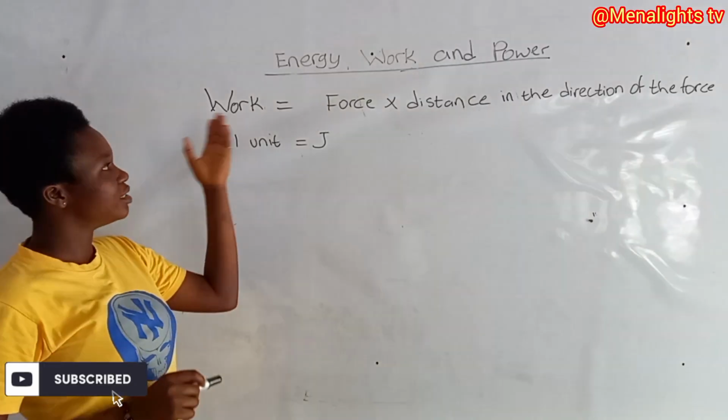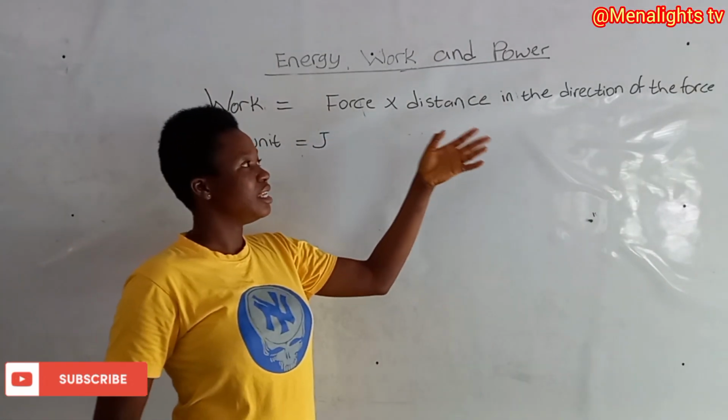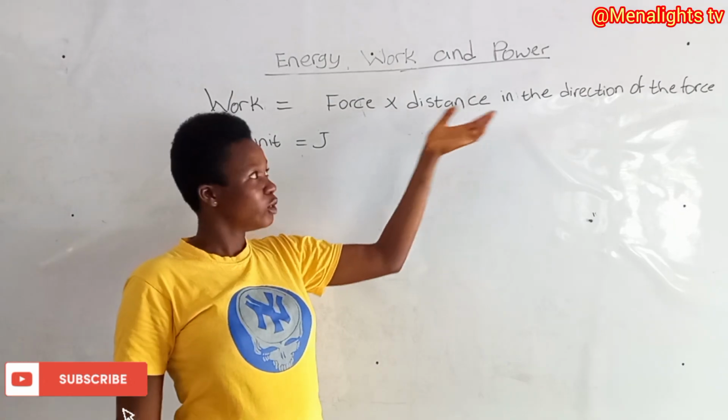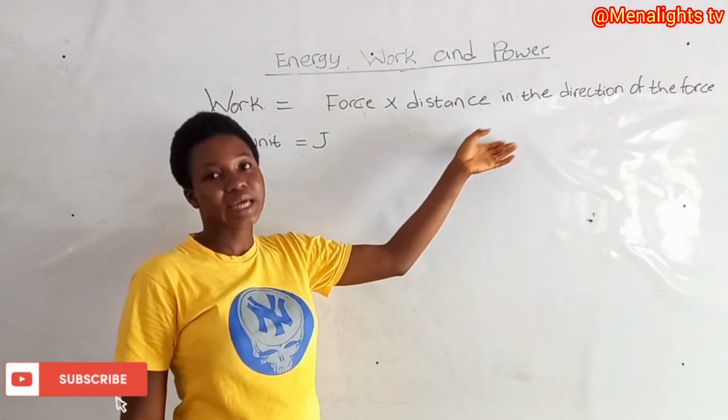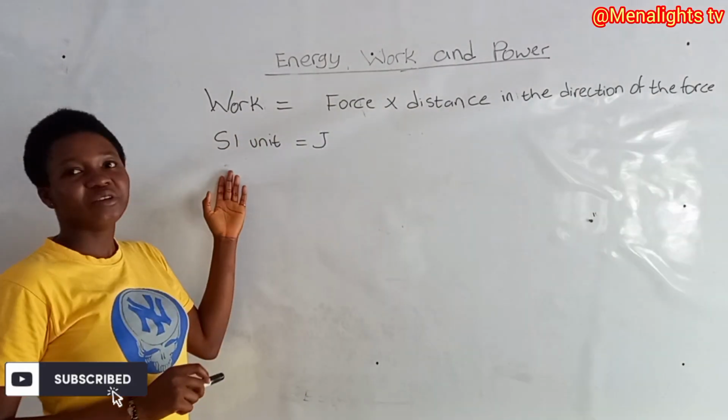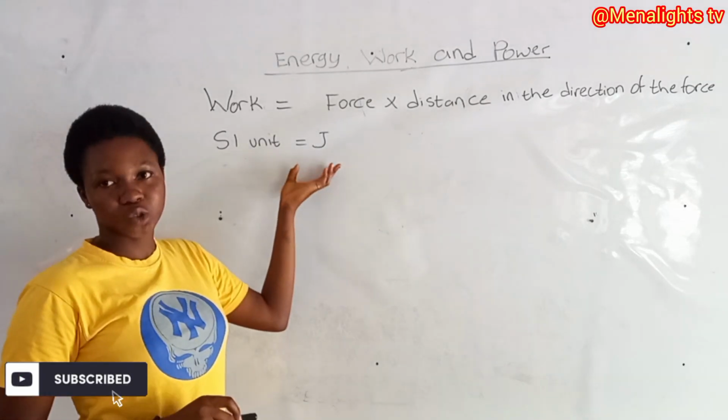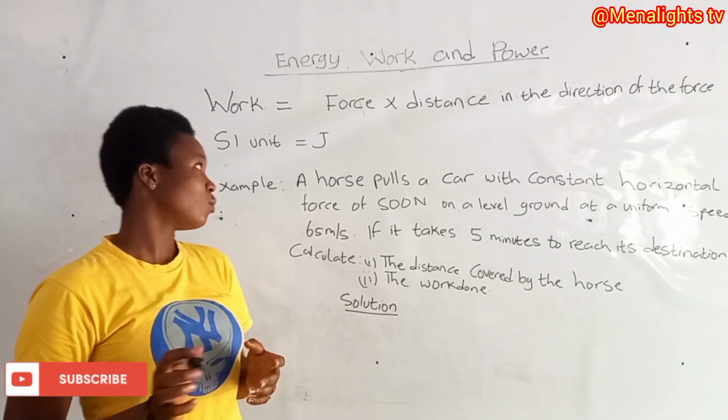So simply, work is equal to force times distance in the direction of the force. So the distance must be in the direction of the force. The SI unit of work is also joules. So let's take an example.